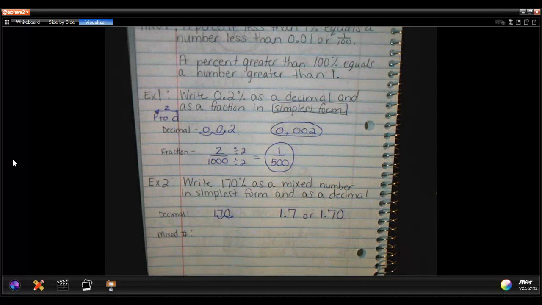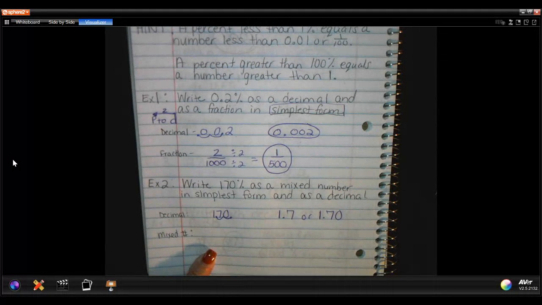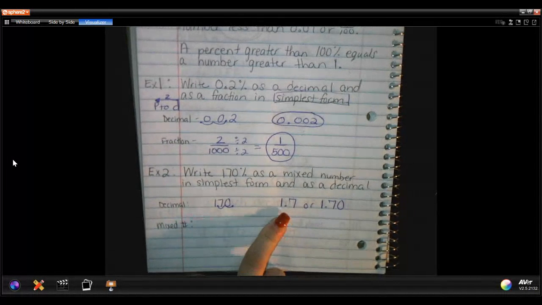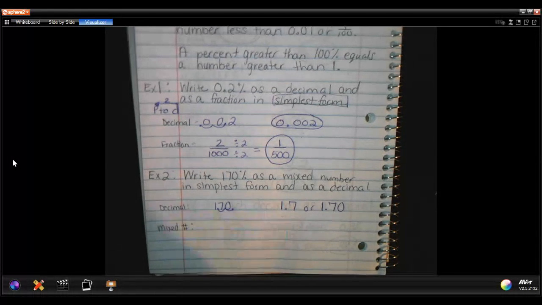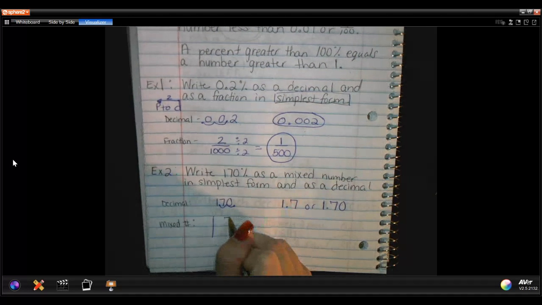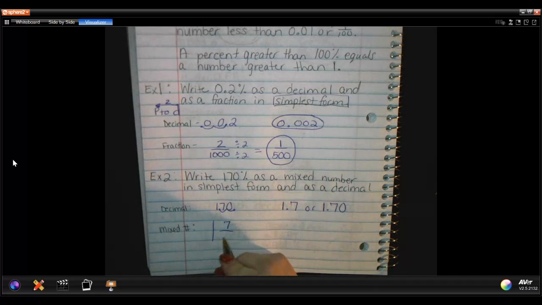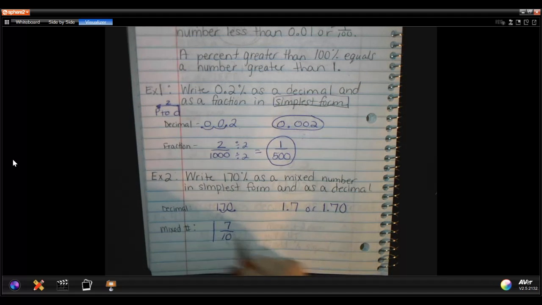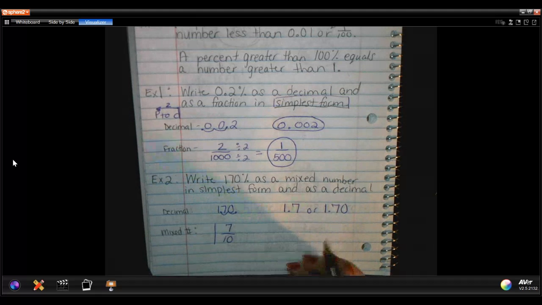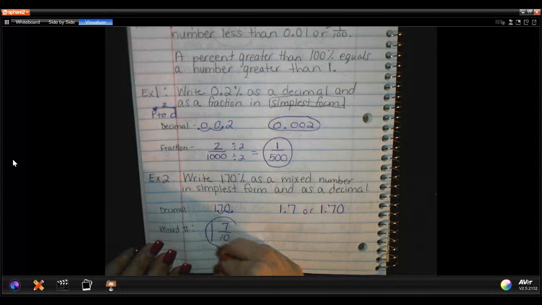Now, if I write this as a mixed number, again, remember I can read that decimal and write it as a fraction. So I have 1 and 7 tenths. I have a whole number of 1. My numerator is going to be 7. My denominator is going to be 10 because it's in the tenths spot. 7 and 10 have nothing else in common, so that's my final answer.